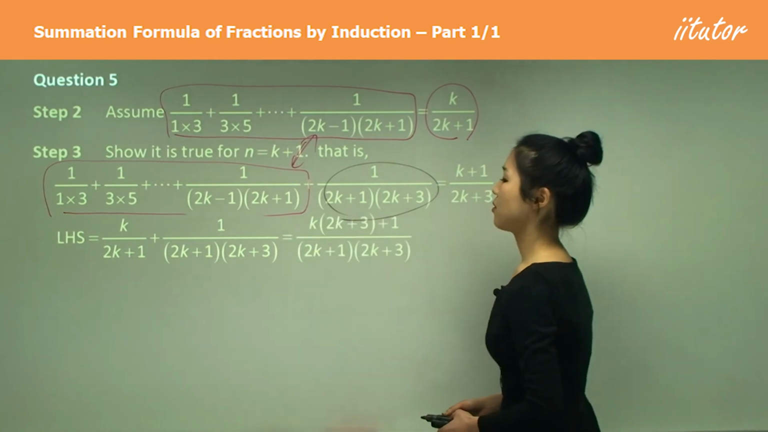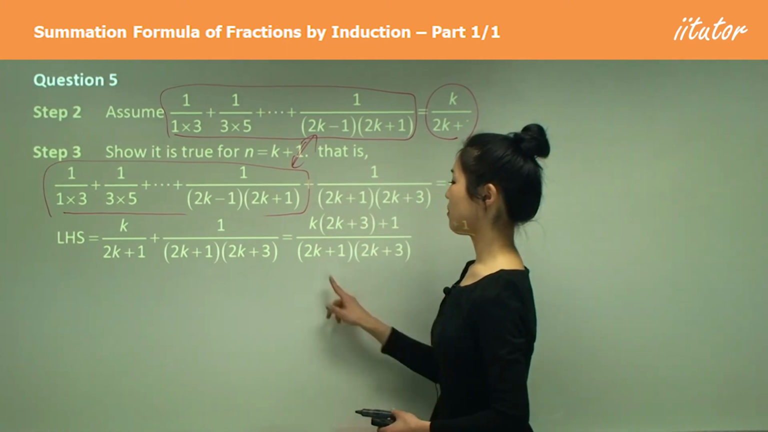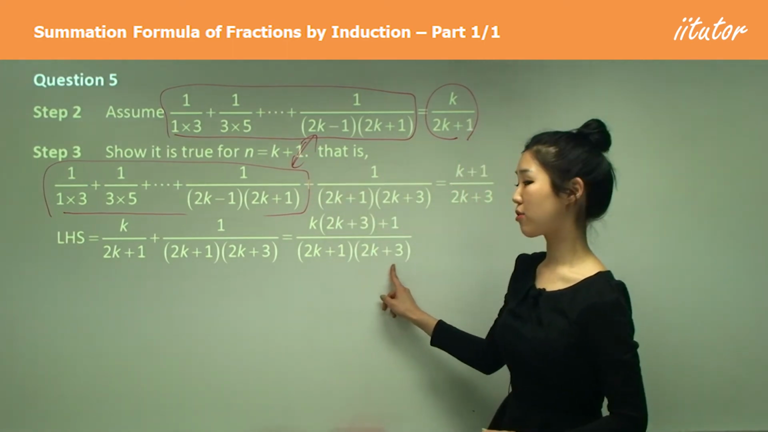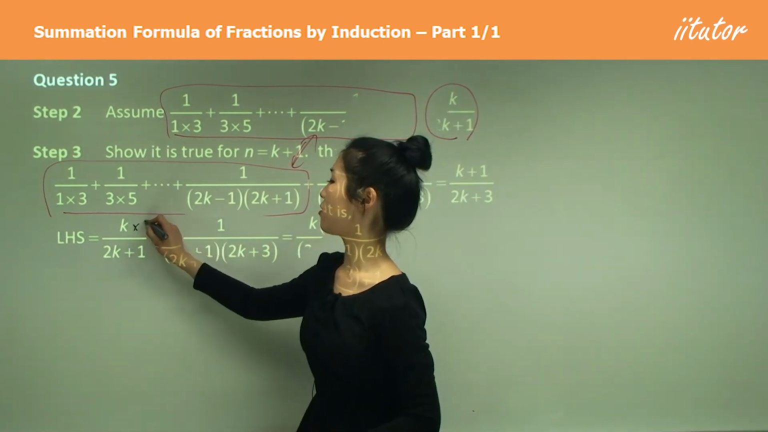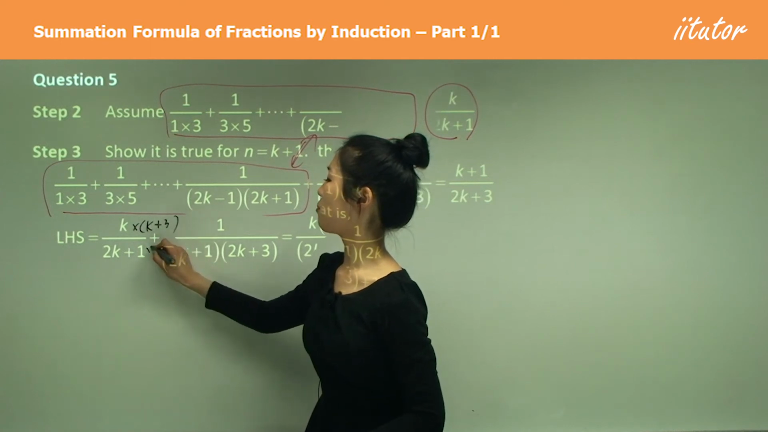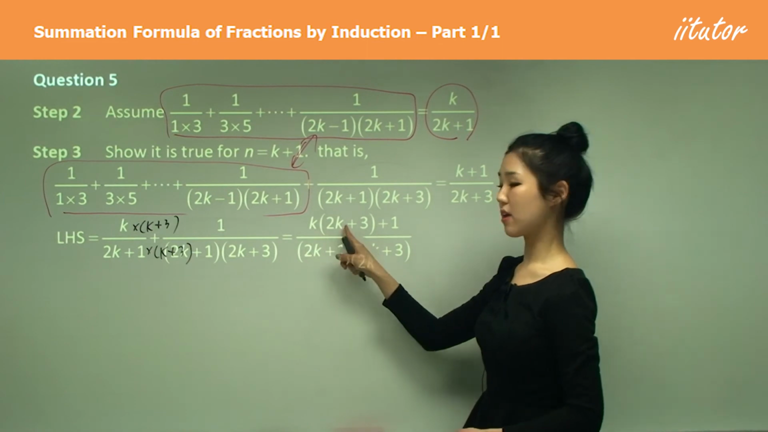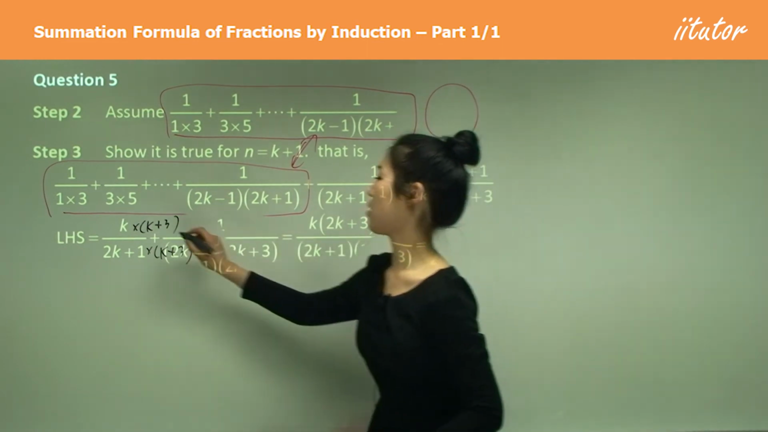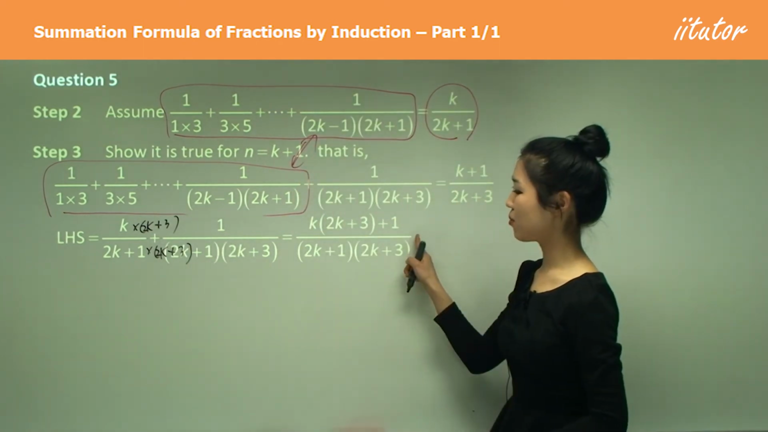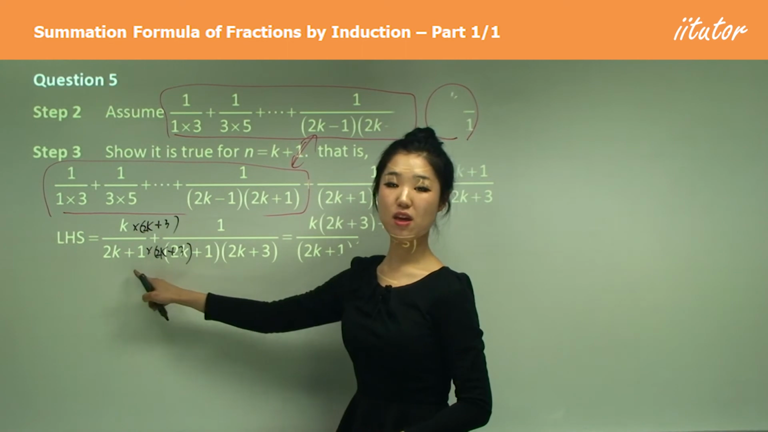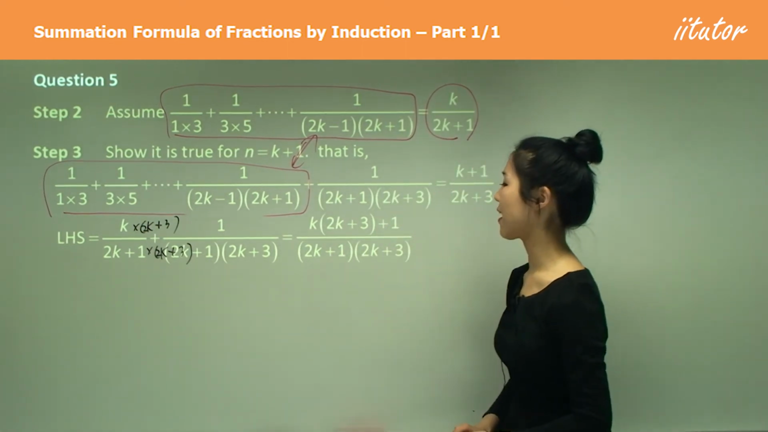So let's make it into a single fraction. You can see that the common denominator is going to be 2k plus 1, 2k plus 3. But we don't have the 2k plus 3 here, so I'm going to multiply both the top and bottom by 2k plus 3. So that's why I have k times 2k plus 3. Whoops, sorry, that was meant to be a 2. My bad. K times 2k plus 3 plus 1. And this side, they both have the common denominator of that. Okay, so that's how I made it into a single fraction.